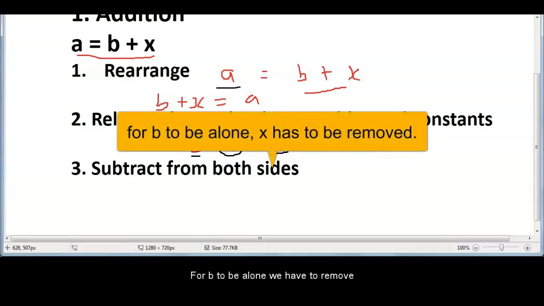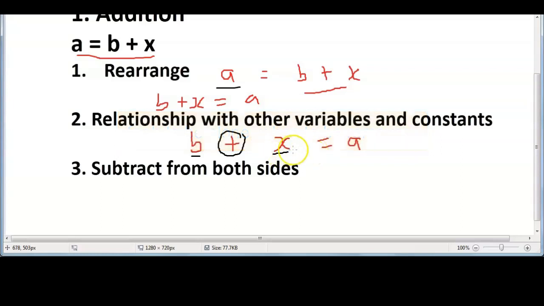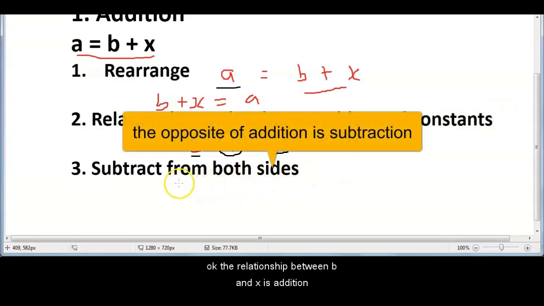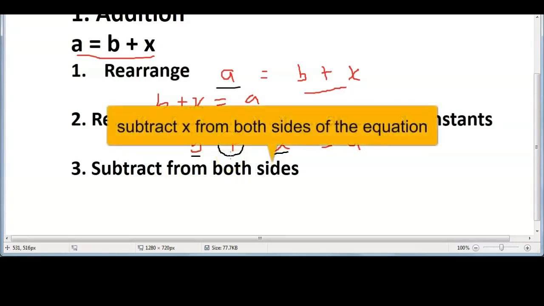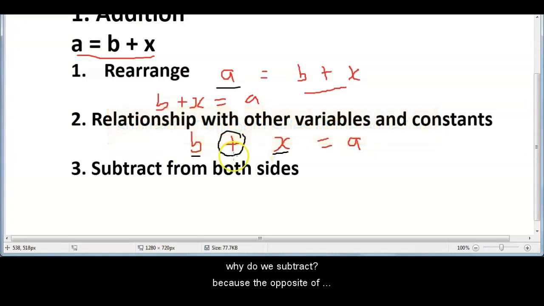For B to be alone, we have to remove X. How do we remove X? The next step will determine how. Subtract from both sides. The relationship between B and X is addition. The opposite of addition is subtraction. So to remove X, we are going to have to subtract X from both sides of the equation. Why do we subtract? Because the opposite of addition is subtraction.